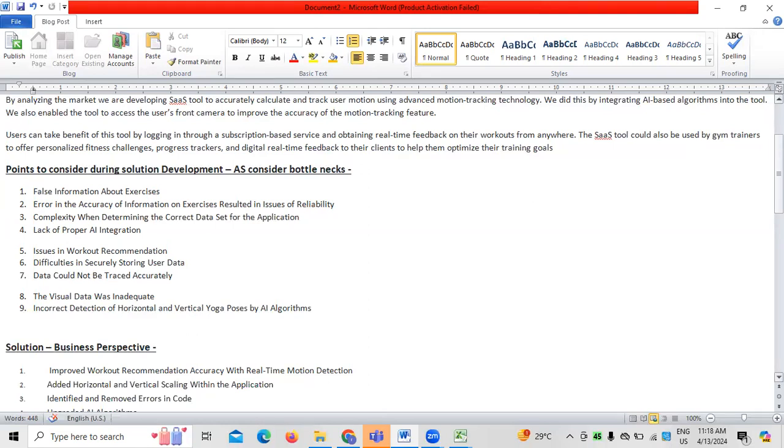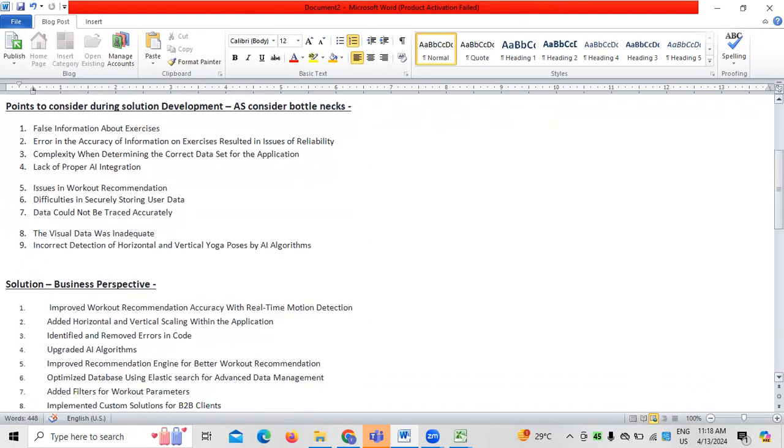There may also be incorrect detection of poses, right? Either horizontal or vertical poses detected using AI algorithms, right? These are all the bottlenecks to be considered when you are developing any kind of solution.